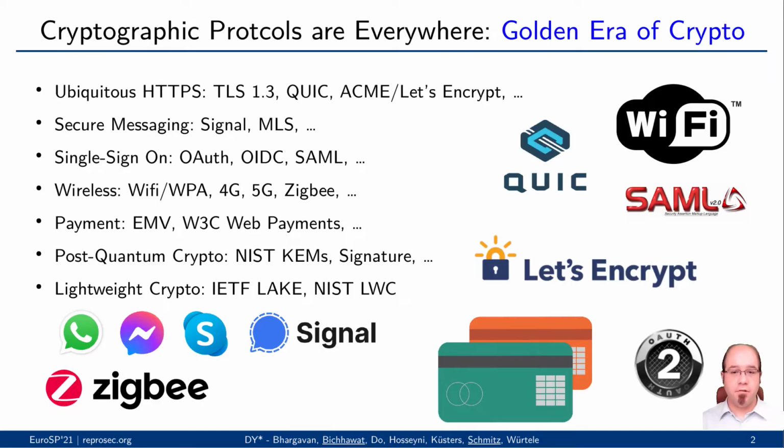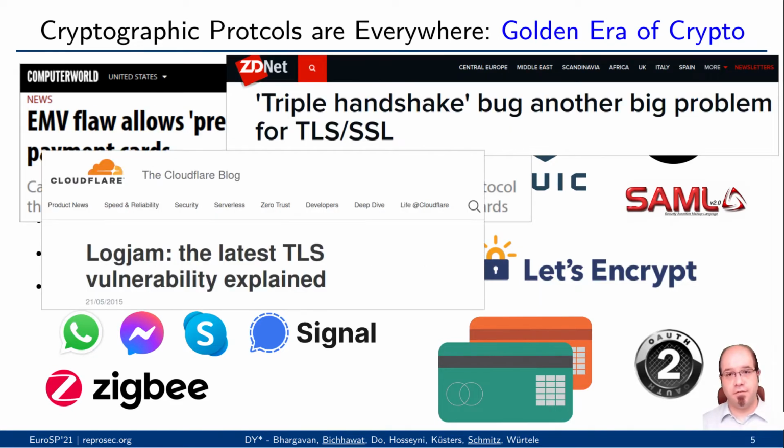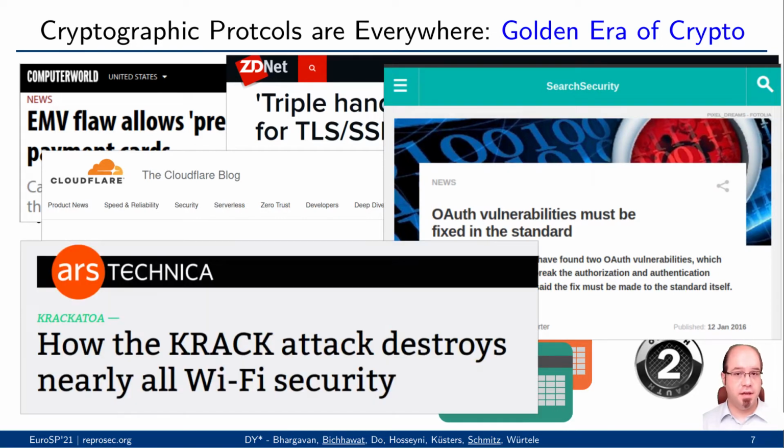We are in a golden era of cryptographic protocols. These protocols are everywhere, be it HTTPS, which is almost ubiquitous. We have secure messaging protocols like Signal, various single sign-on protocols, protocols to secure wireless connections, and protocols to perform payments, for example. The community is also preparing for the age of powerful quantum computers and also taking care of constrained devices. And as we know from the news, it's very hard to get the security of such protocols right.